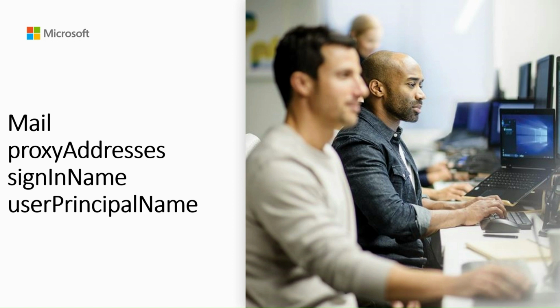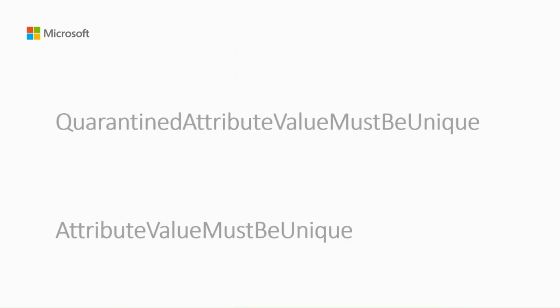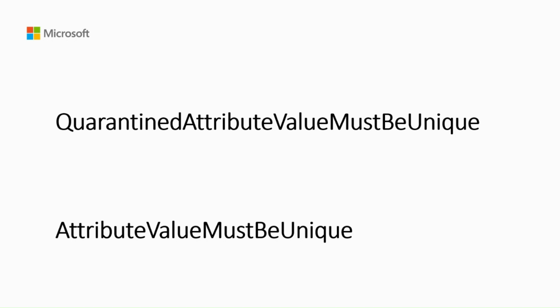If Azure AD Connect attempts to add a new object or update an existing object with a value for the preceding attributes that's already assigned to another object in Azure AD, the operation will result in a sync error. There are two types of errors for objects that are in conflict by duplication of attributes. These errors can be: quarantine attribute value must be unique, and attribute value must be unique.